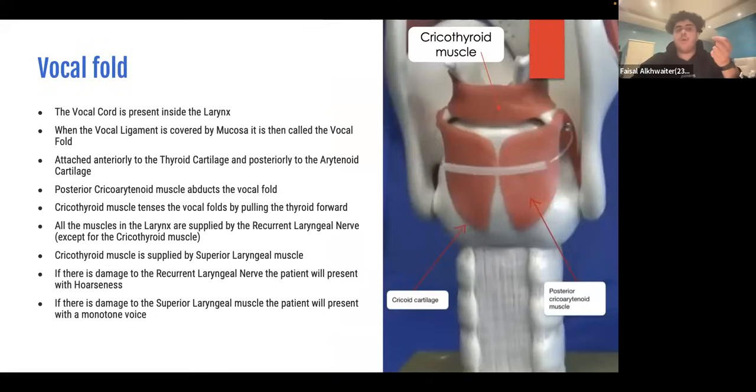I need you to know a couple of functions here. The posterior cricoarytenoid abducts the vocal cords, and the cricothyroid tenses the vocal cords by pulling the thyroid forward.